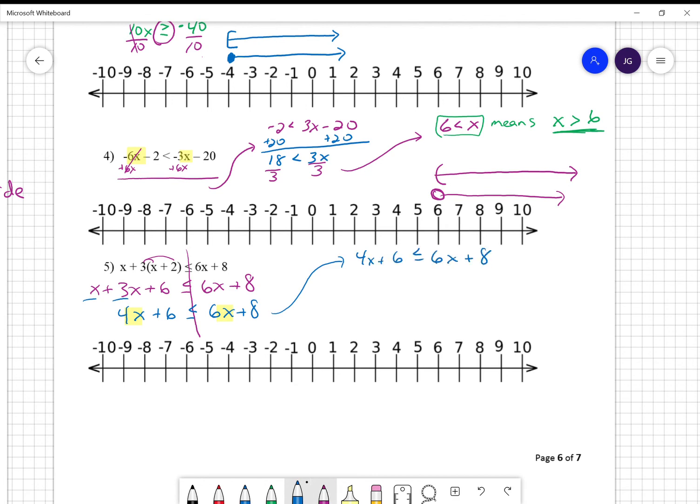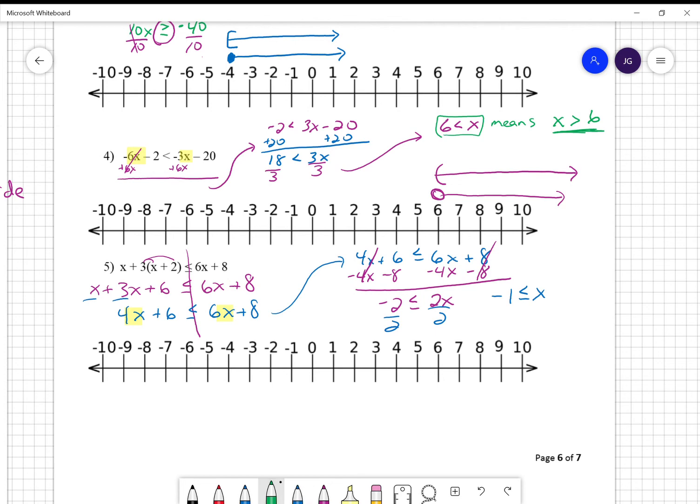I am going to subtract the 4x, which cancels it. I'm going to have x's on the right, so I'm going to move the 8. I have -2 is less than or equal to 2x, the 8's cancel. Divide both sides by 2. -1 is less than or equal to x. I did not divide by a negative, so my inequality stays the way it is.